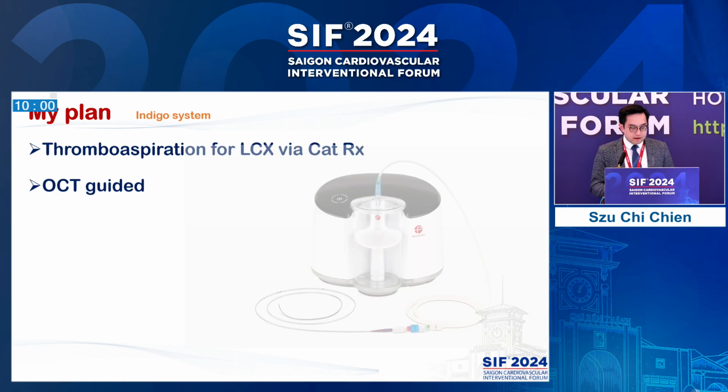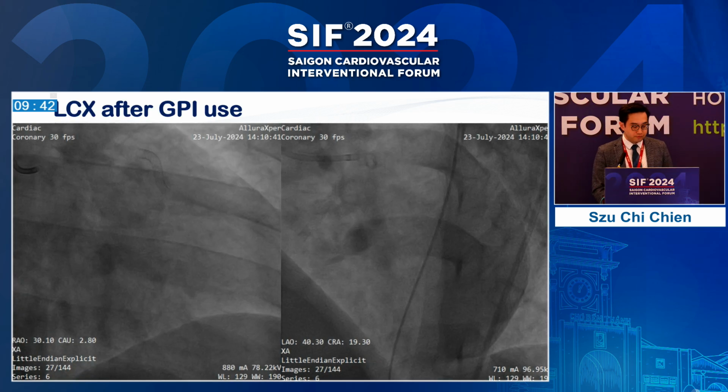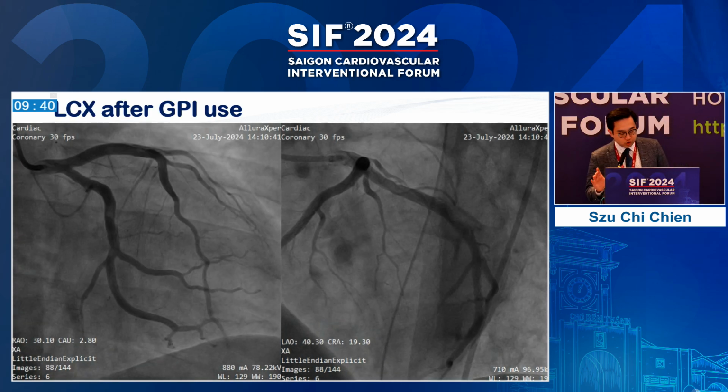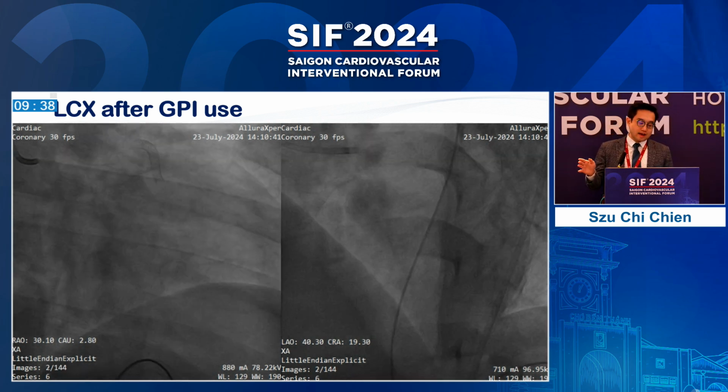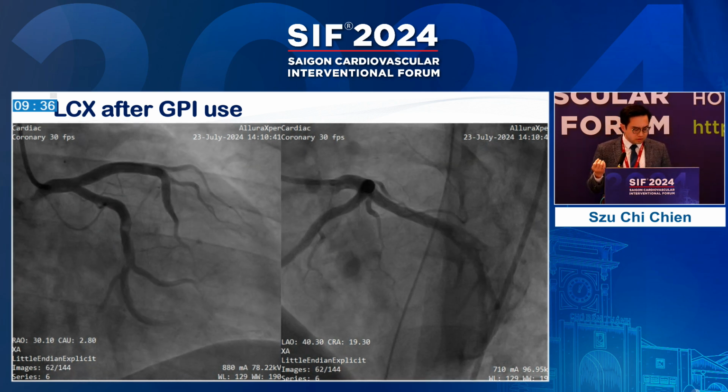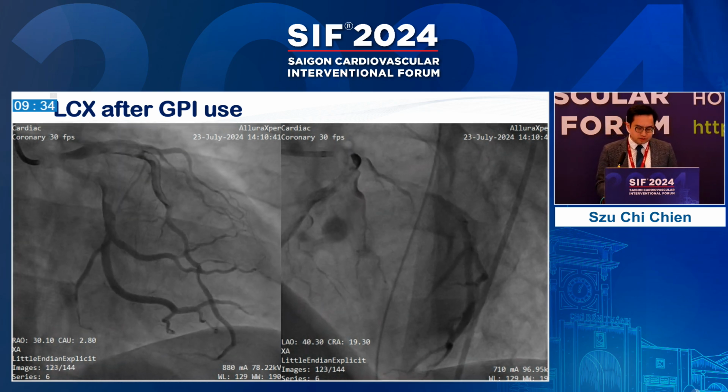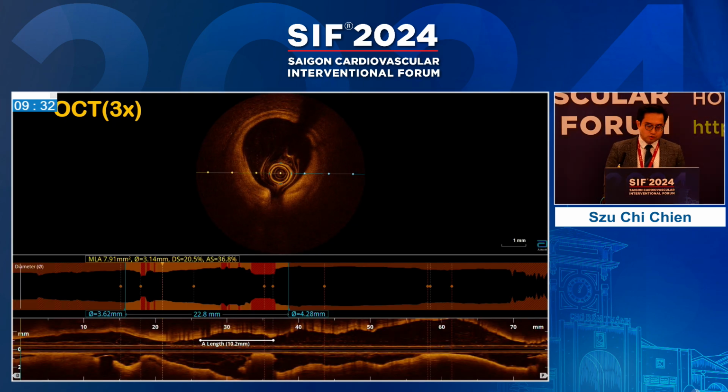So my plan is to do the circumflex using the KRX with the Indigo system. It's a continuous negative pressure with 1 ATM suction. I think it works for this patient, and using OCT. After GPI and Clexane, as you can see, the circumflex got quite well, I think, but still thrombus. So I do OCT.